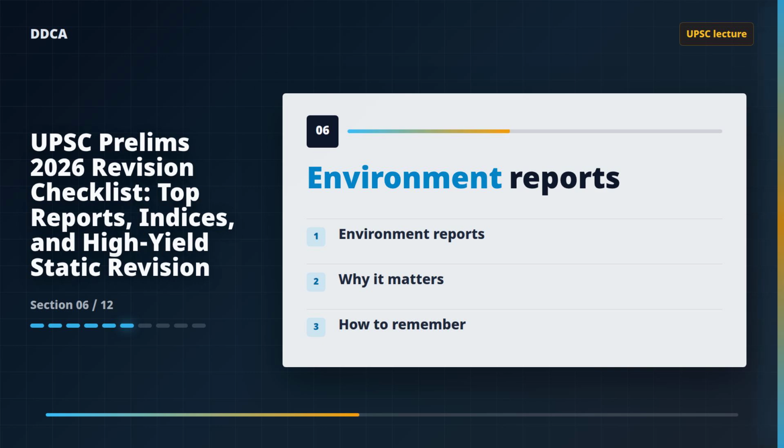Also keep Indian institutions in mind. The Ministry of Environment, Forest and Climate Change, the Central Pollution Control Board, and the India State of Forest Report are important for India-specific environment revision. If a question asks about forest cover, biodiversity, or conservation, do not jump to a random international report. Check whether the source is Indian or global. This is a common exam trap.